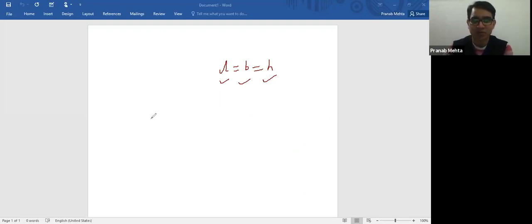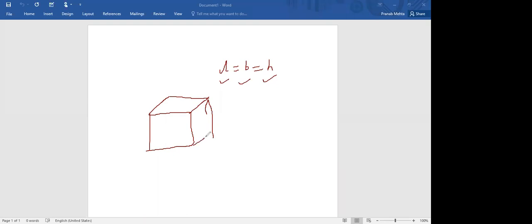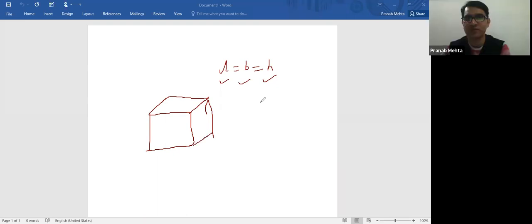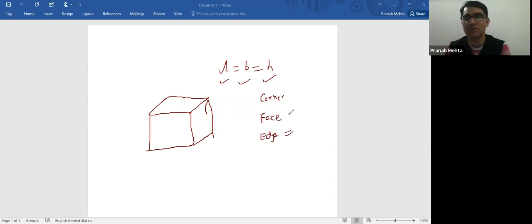But before we start, there's one more basic thing we need to learn about the cube. Any idea how many corners are there in a cube in total? And how many edges are there? And how many faces are there? 8 corners, 6 faces, 12 edges. You have to excuse my handwriting. First we'll talk about corners, then we'll talk about faces, and then we'll talk about edges. These are things which you should always remember. So let us go one by one.